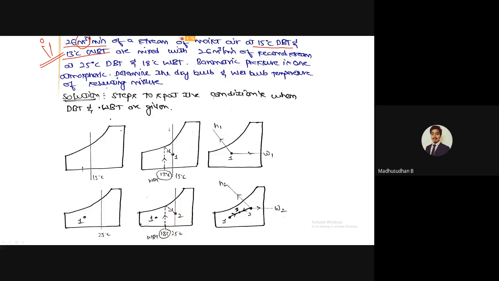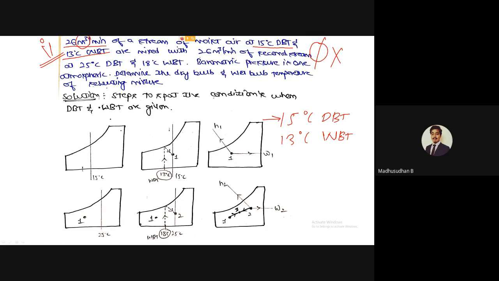Note, he has not given the value of phi. The value of phi is not given. What he has given is 15 degrees Celsius DBT and 13 degrees Celsius WBT. So you need to trace the new lines in the psychrometric chart to get the state point.